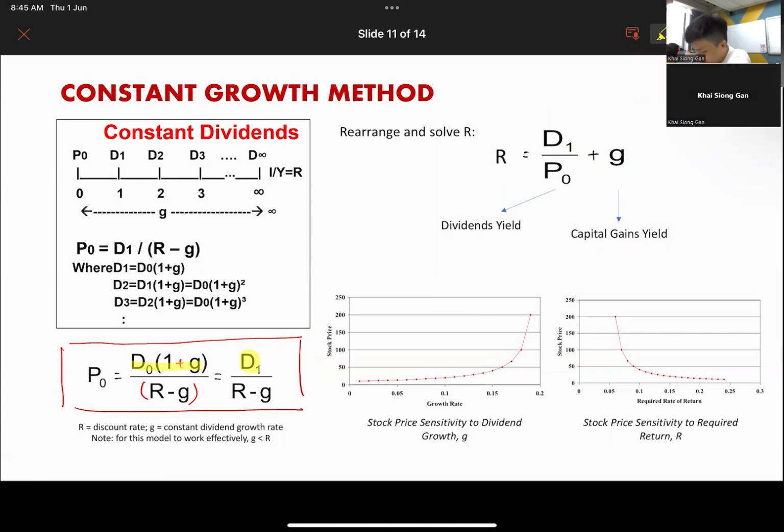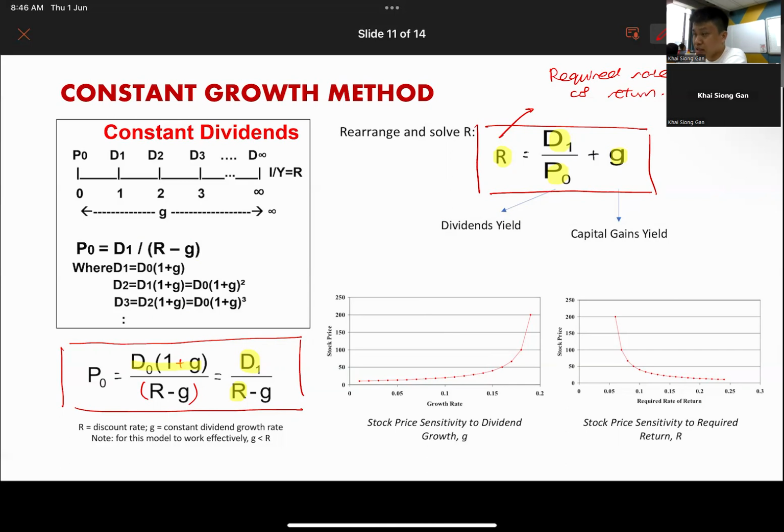Now I can rearrange this formula to find out where I get my return, because r here means required return. So I can play around with the formula and form this equation: r equals D1 divided by P0, plus g. Why do I want to form this formula? Because r here means my required rate of return.